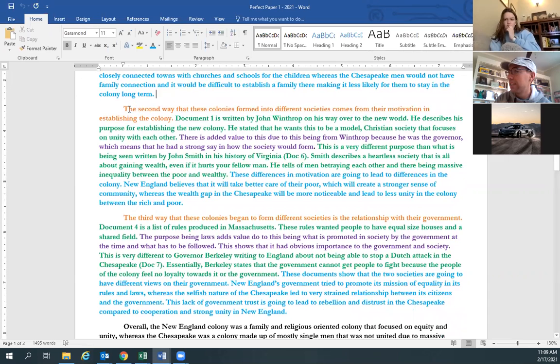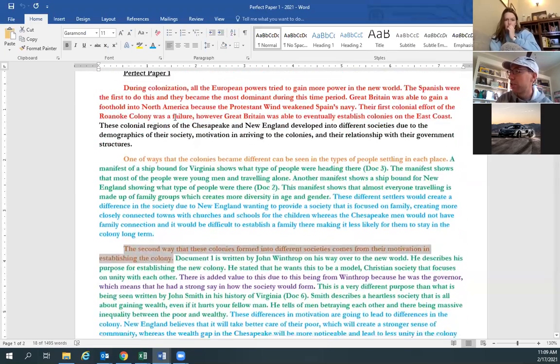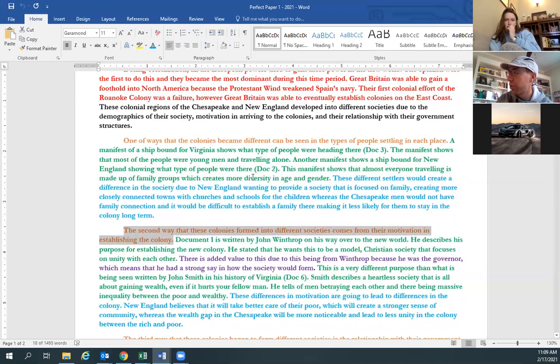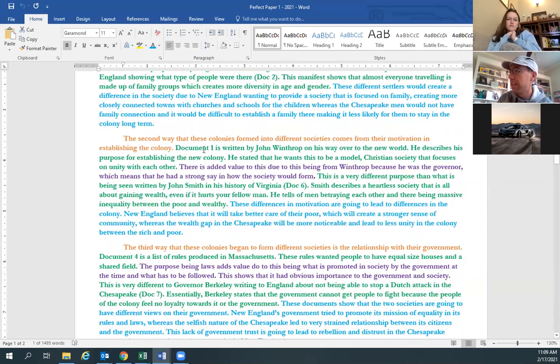Then the second way I say is that the colonies were formed in different societies because of their motivation for establishing the colony. So like how I did in these first two documents with document 3 and document 2, where I showed one as Virginia's perspective or the Chesapeake perspective, and then the other as the New England perspective, I did the same thing in document 1 and document 6. I showed the New England perspective in document 1 and then the Chesapeake perspective in document 6.